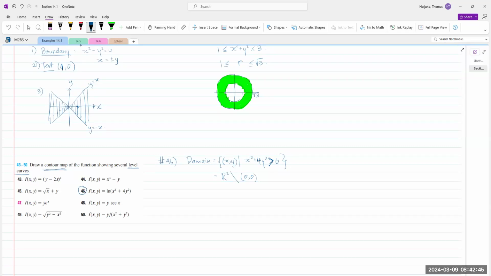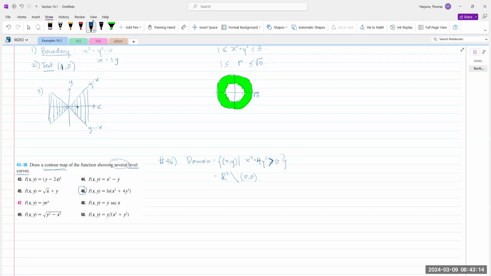Now level curves is basically doing the following. Notice they say several level curves, right? By the way, from here you also see that the range is basically negative infinity to infinity, right? Because if this is very, very close to zero, then natural log of near zero is very close to negative infinity.